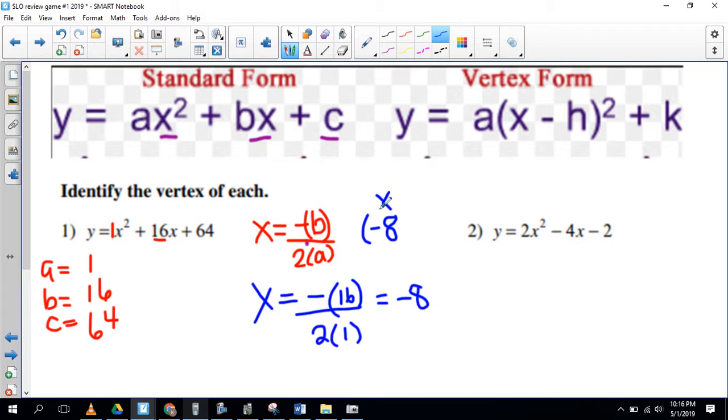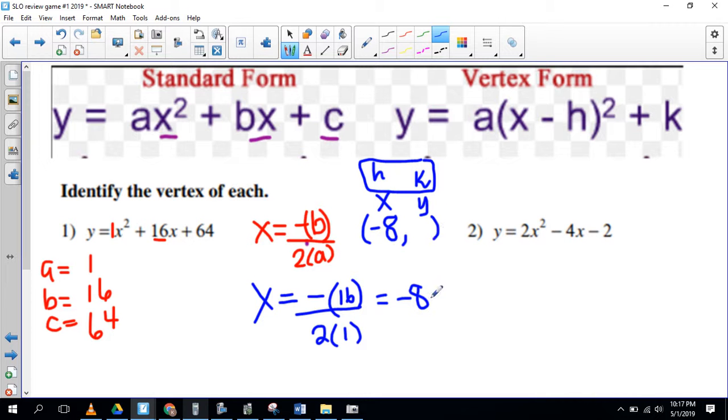And for vertex form, it's not only going to be our x, it's also going to be your h. I always think of this as alphabetical order. X comes before y, and then h comes before k. So this is actually going to be our h and our k.